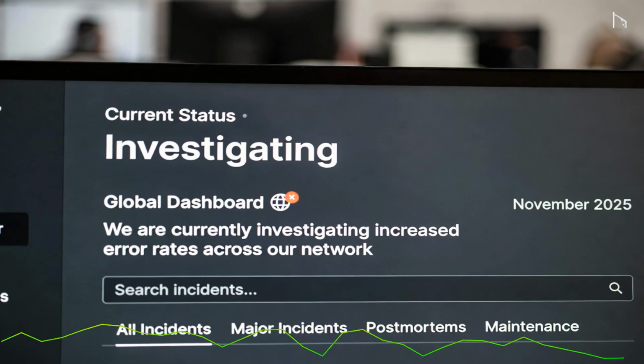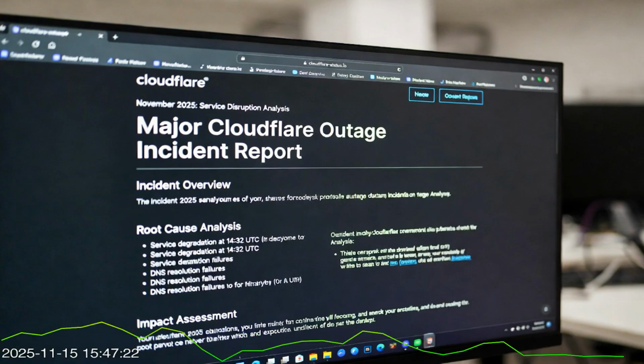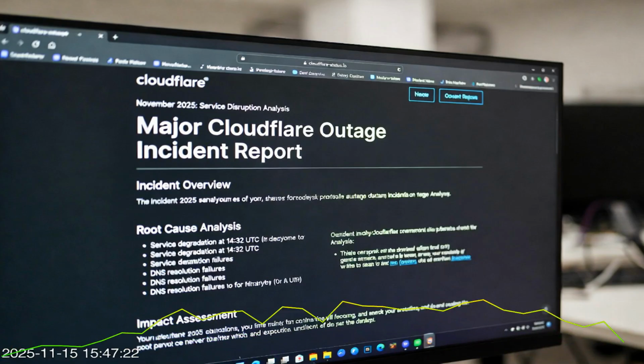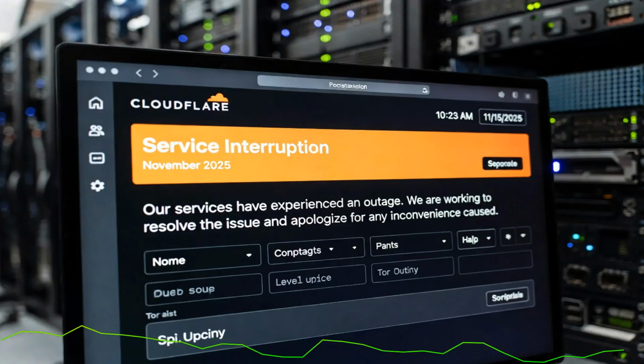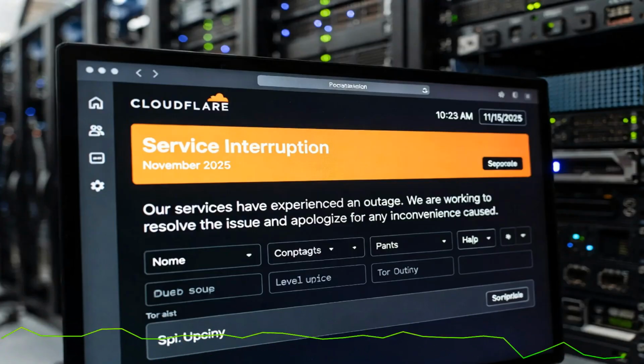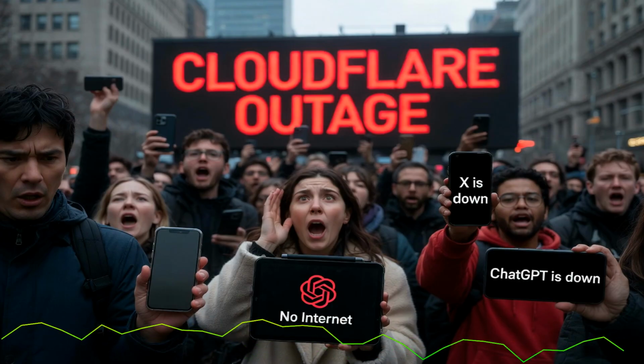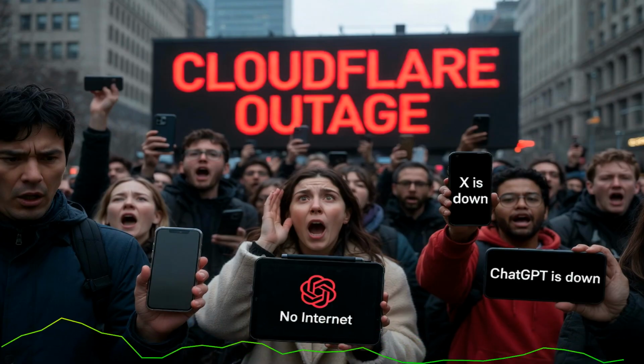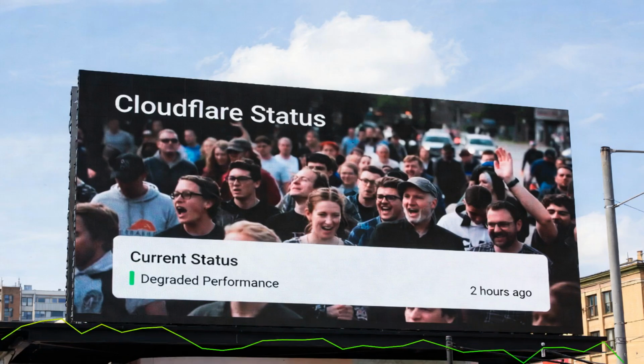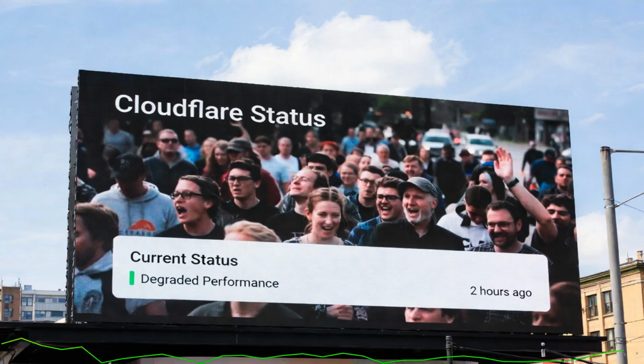If they lose contact with headquarters, they are supposed to keep serving the last known good configuration. The control plane is the brain. This is where you log in. When you toggle a switch to under attack mode, the control plane writes that state to a database, which then propagates that change to the data plane across the globe. The November 18th outage was a catastrophic failure of the mechanism that bridges these two worlds.